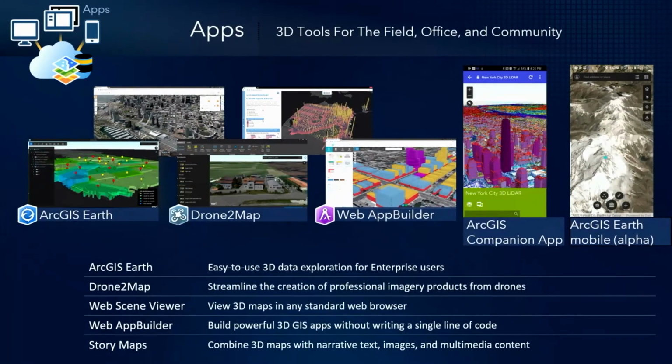All right. There are other apps that we'll talk about that actually do work with 3D. So we've got Earth, and Drone to Map is a 3D app, and then there are web apps like Web AppBuilder. Story Maps work with 3D. The ArcGIS Companion app works with 3D. You can explore your 3D web scenes and web apps in the Companion app. And then, of course, I already mentioned ArcGIS Earth Mobile. I do expect in a few years for there to be a bunch more apps up here that are 3D.